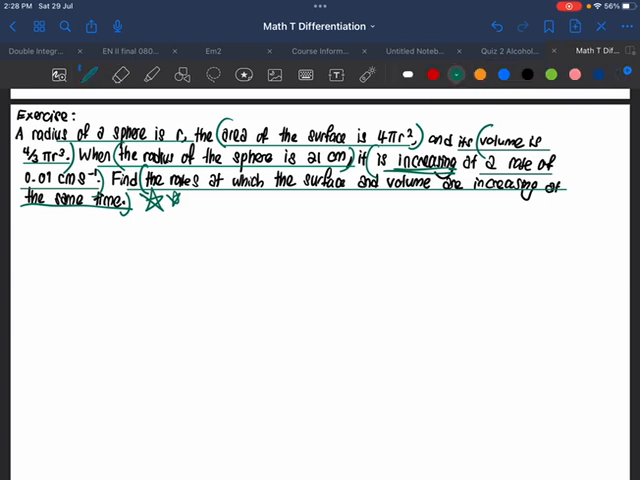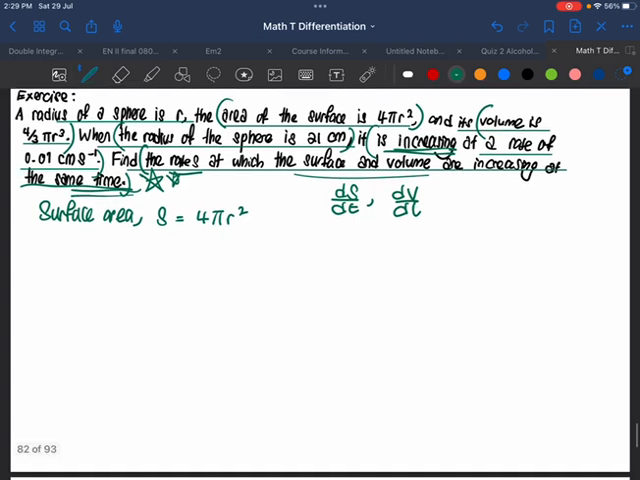So now we write down the information. We know the surface area. Let the surface area be S, equals 4 pi r squared. So what do we actually need to find? We need to find the rates at which the surface area and the volume are increasing at the same time. That means we want to find ds dt and dv dt, right?